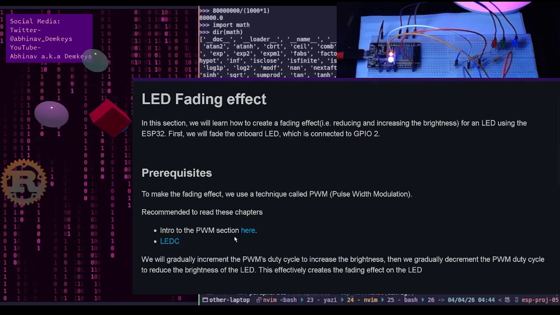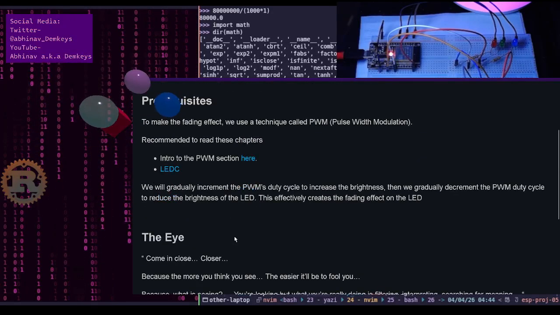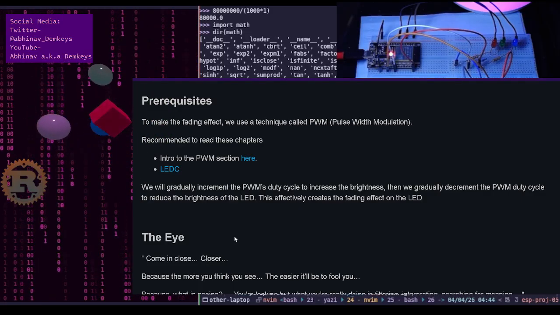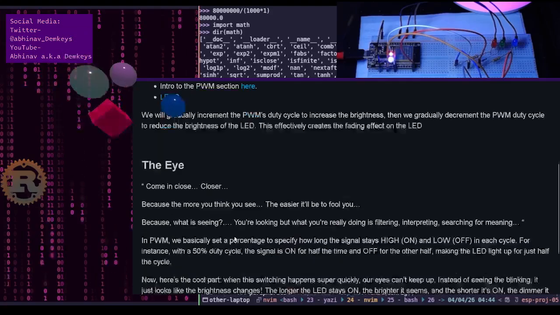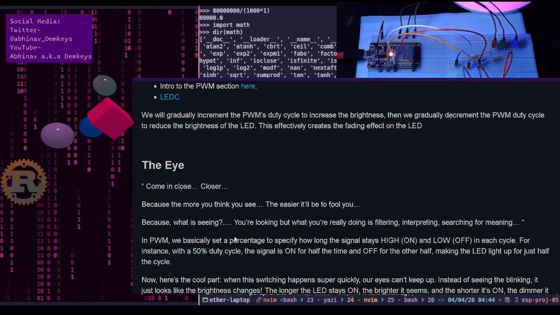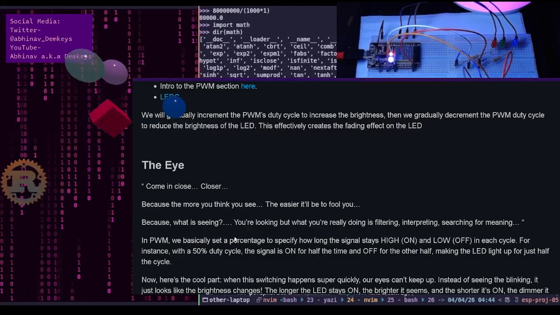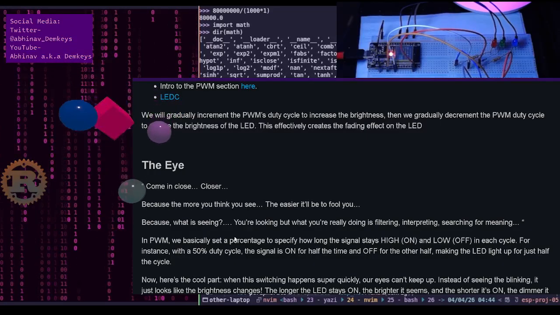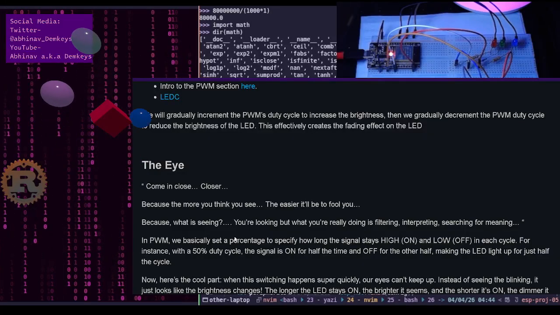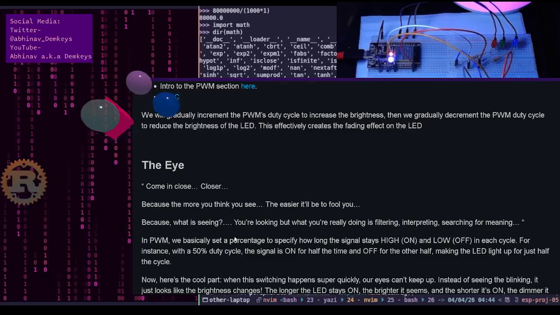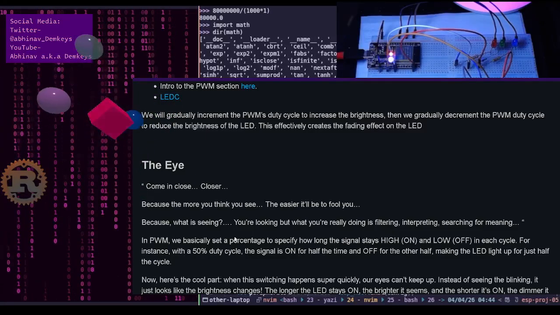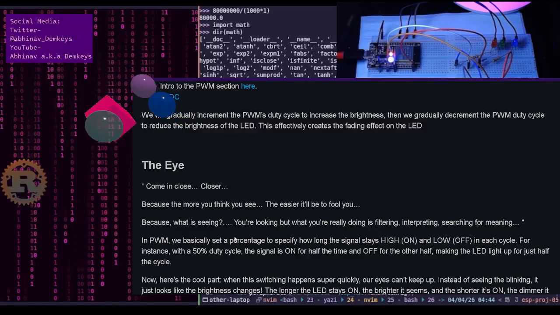Prerequisites to make the fading effect. We use a technique called PWM. Recommended to read so and so. Okay, we just got done with that. We will gradually increment the PWM's duty cycle to increase the brightness. Then we gradually decrement the PWM cycle to reduce the brightness of the LED. This effectively creates the fading effect on the LED.